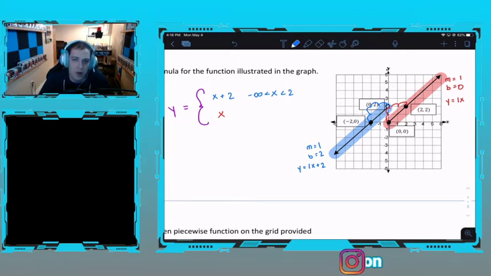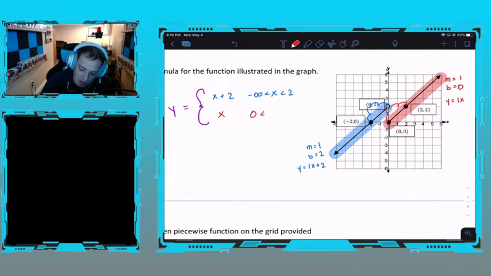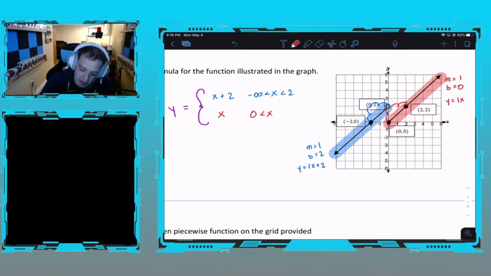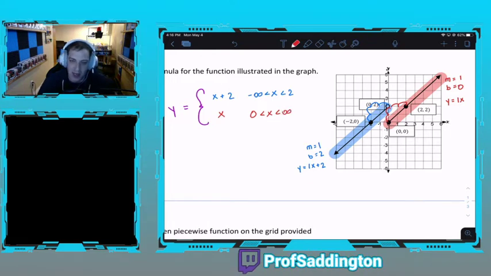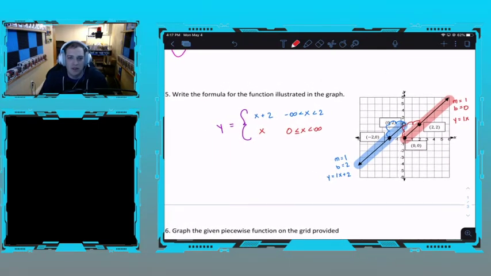Now we have to do the second equation, and in this case, the smallest value is at the origin, which is at 0. So the smallest number is going to be 0. Now we're going all the way to the largest value, which, if we follow the line, is an arrow, going to positive infinity. In this case, the 0 is a closed circle, so we have to put an equal sign with it. But again, infinity goes on forever, no equal sign. So we just created the formula for this piecewise function.